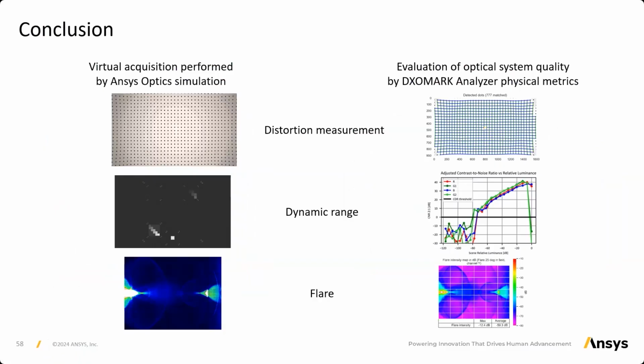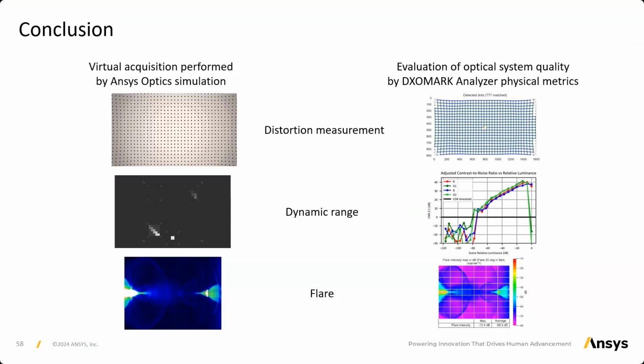So in conclusion, what we have demonstrated today is that we are able to use the DXOMARK analyzer in order to characterize different aspects of an optical system, based on physical metrics. The first one, the distortion measurements. Second one, the dynamic range, and finally the flare, as you have seen.